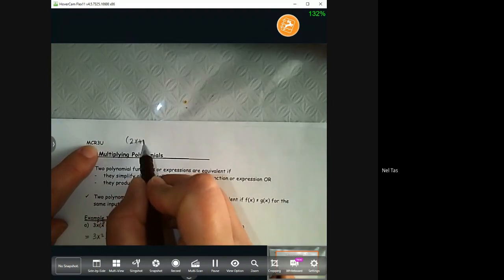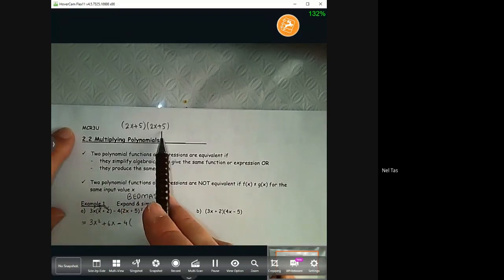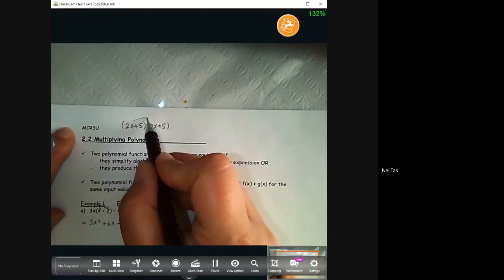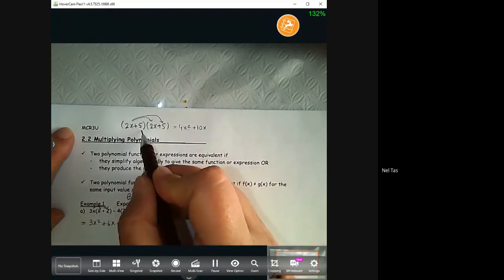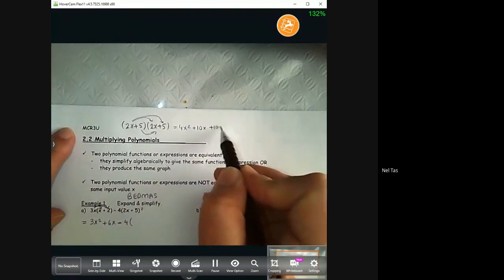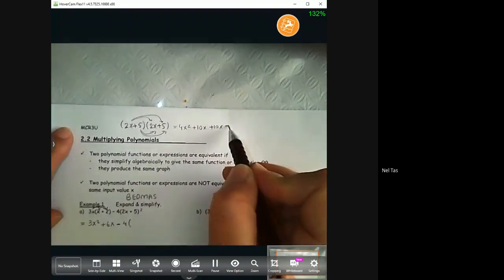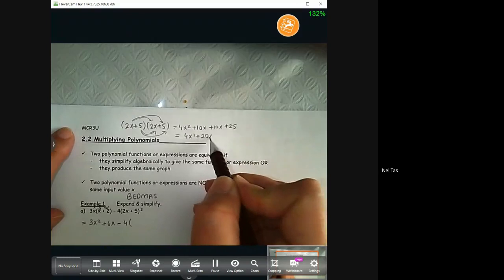First I'm going to do it with FOIL here. Okay, so 2x plus 5. 2x plus 5. When you are taking the square, right? 2x plus 5 squared, you multiply 2x plus 5 by itself. So if you do the FOIL, 2x times 2x, 4x squared, 2x times 5, 10x, 5 times 2x, 10x, 5 times 5, 25. So you get 4x squared plus 20x plus 25.